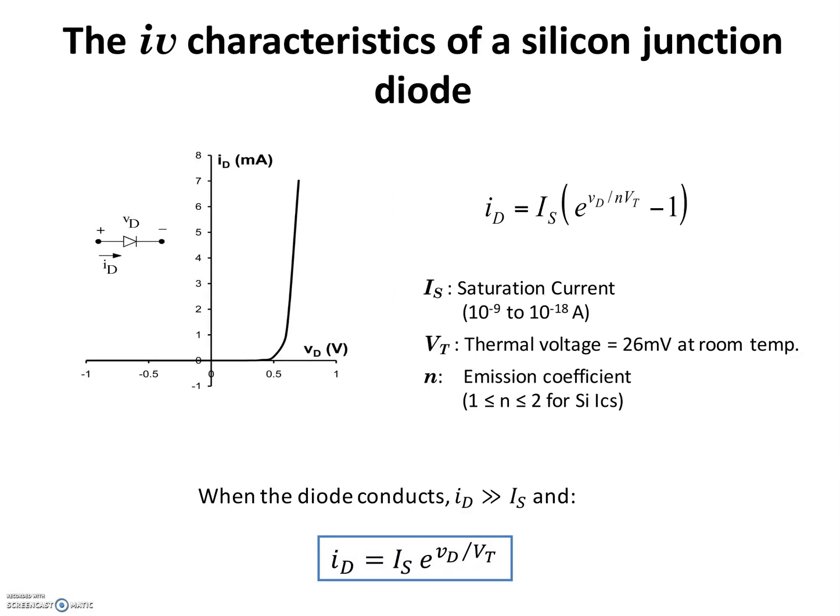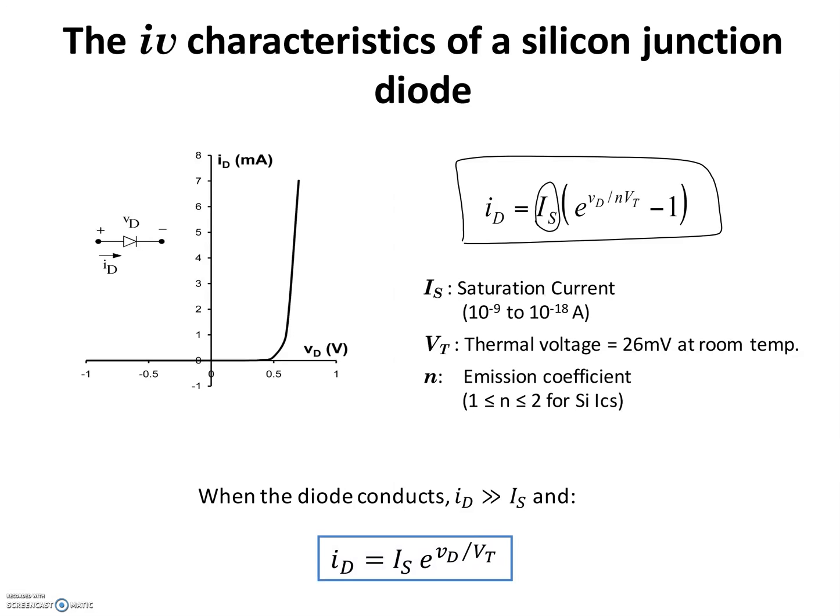So let's look at the I versus V equation for the diode. As you can see, it is a nonlinear, exponential equation. Is in here is the saturation current, which is in the range of pico-, nano-, or atto-amps. VT is the thermal voltage, equal to 26 millivolts at room temperature, and n is a characteristic of the semiconductor. It's going to be between 1 and 2 for silicon.